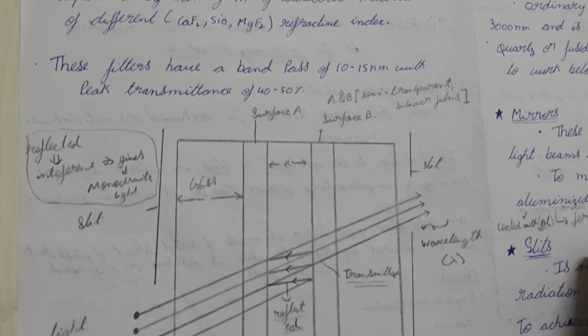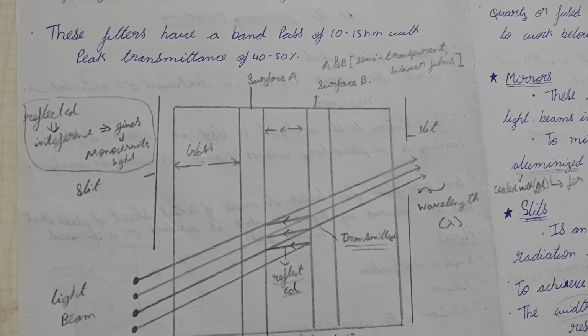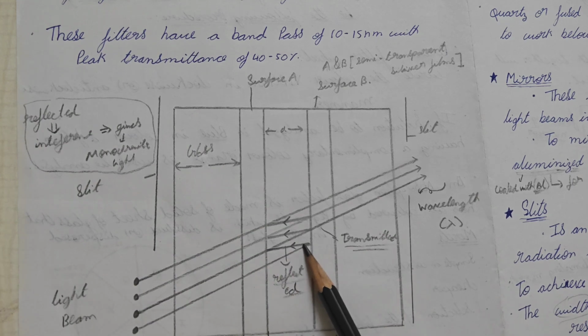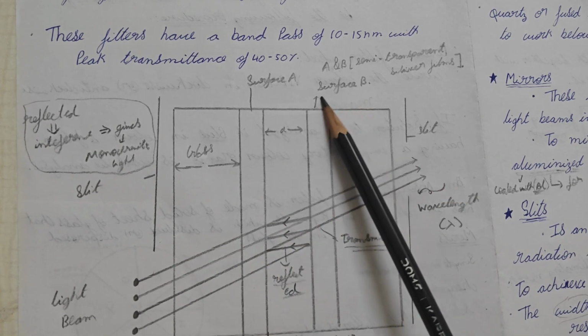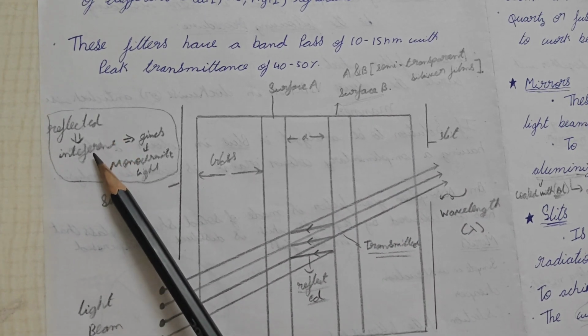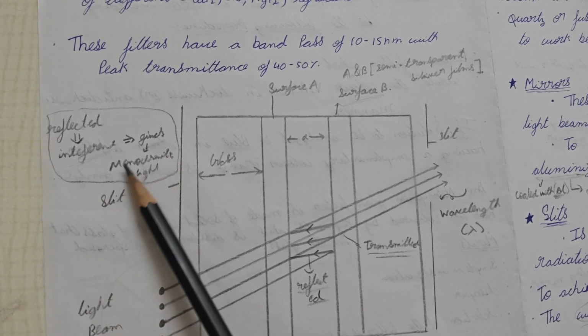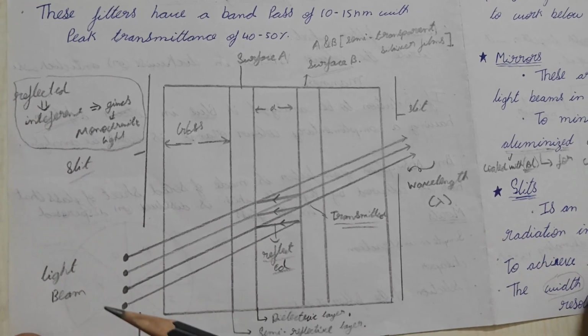As I said, you can see in the diagram. The light passes. Here, the unwanted radiation is reflected back. Again, when the light beam comes, the unwanted is reflected back, and the wanted radiation passes through the surface B. That's it. This is the basic principle. Here is the principle. First, reflection and refraction give monochromatic light from the slit. That's it. Here I'll explain the diagram to you.